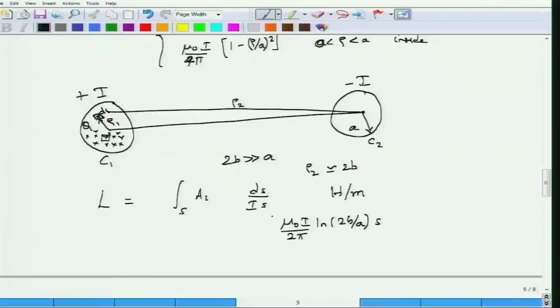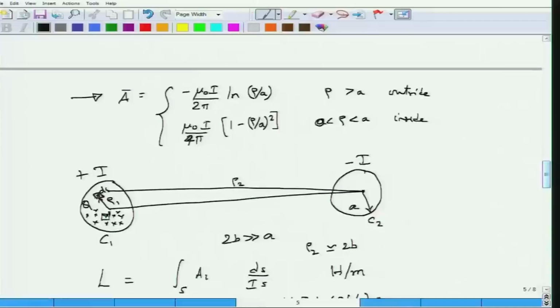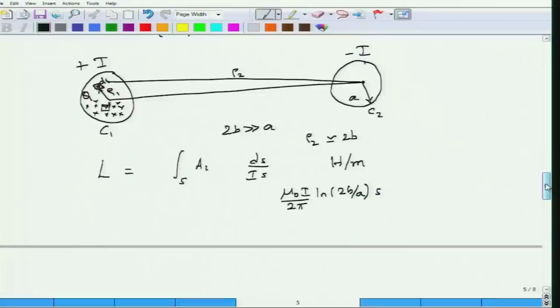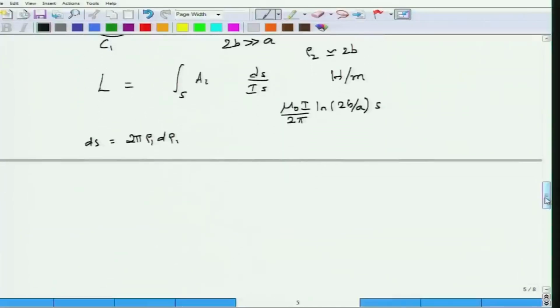And as far as the first term is concerned, I have to consider A internal, that would be given by this expression, mu 0 I by 4 pi times 1 minus rho by a square, and then integrate over that cross section. For the cross section, ds is given by 2 pi rho 1 d rho 1, right, because this is the inside integration that I am going to do, and here I cannot neglect it, taking rho 1 equal to a. So, I carry out this integration over the first term, so that I obtain the total integral.